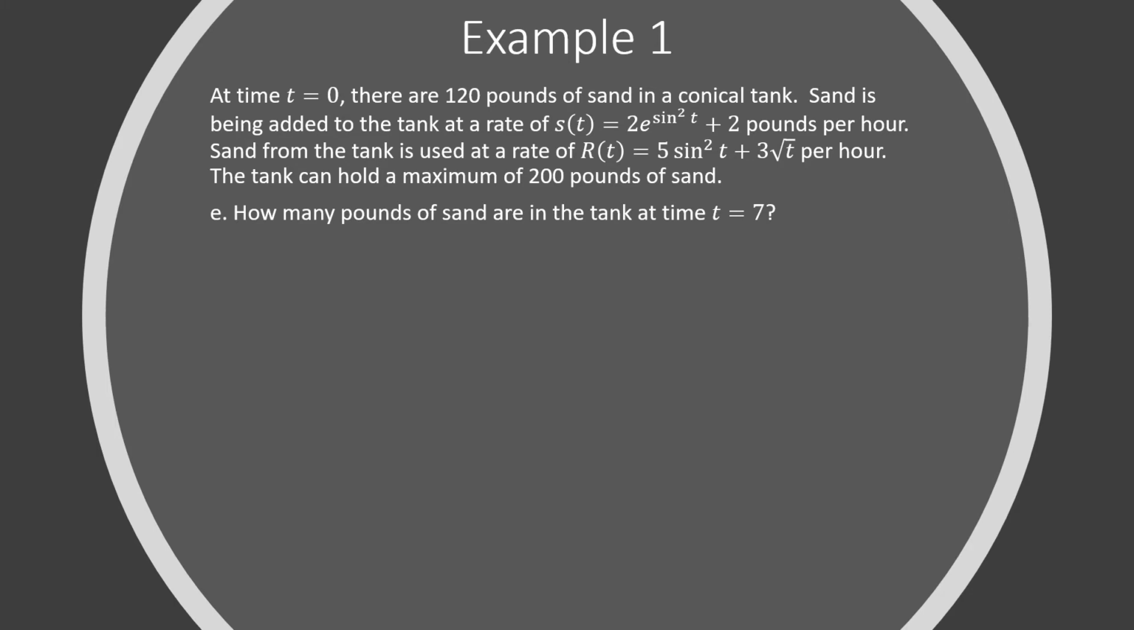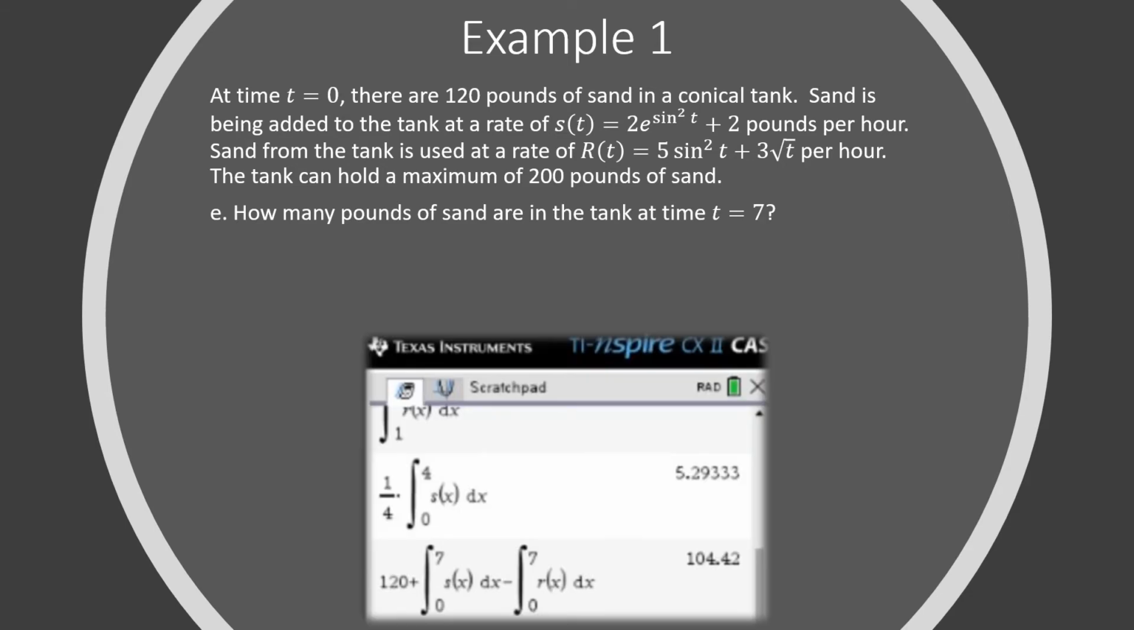All right, so part E says how many pounds of sand are in the tank at time t equals 7. So I'm going to take that expression that I wrote in part D, and I'm simply going to put in 7 as my upper bound. So I'm going to have 120 plus the integral from 0 to 7 of S of x dx, or S of t dt, minus the integral from 0 to 7 of r of x dx, and I get 104.42. And so A of 7 equals 120 plus the integral from 0 to 7 of S of t minus the integral from 0 to 7 of r of t equals 104.420 pounds.